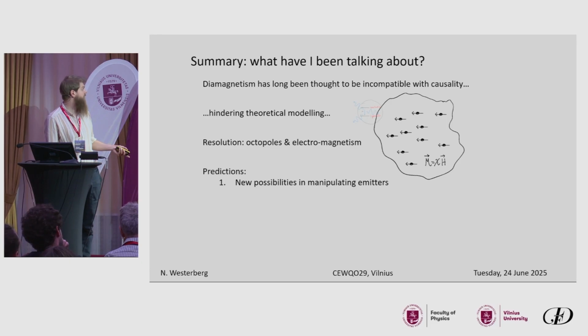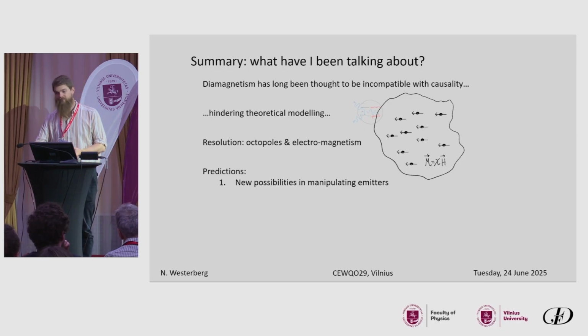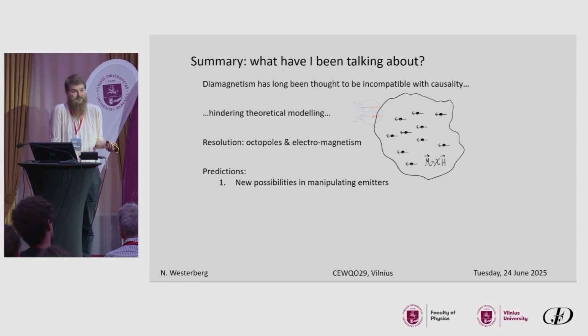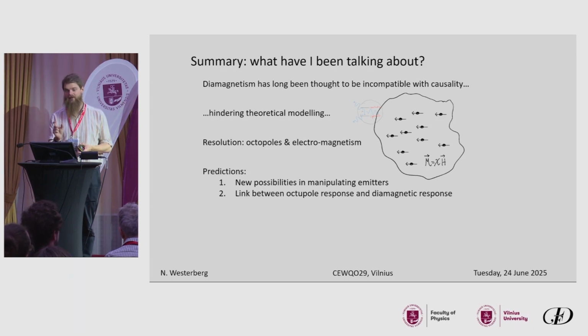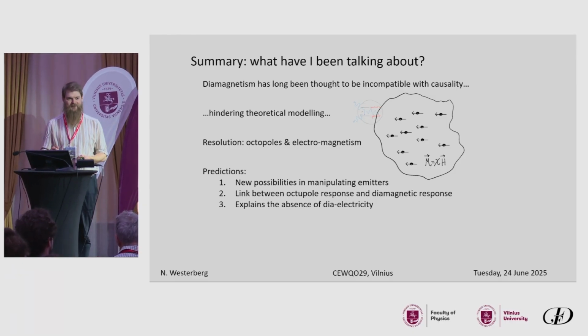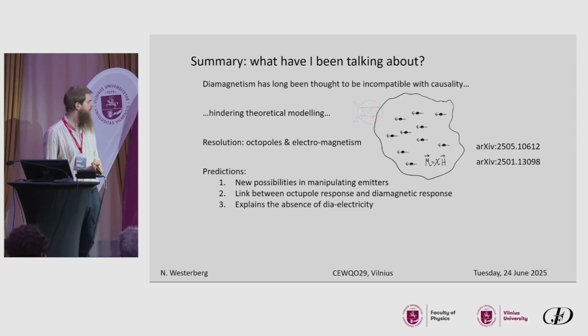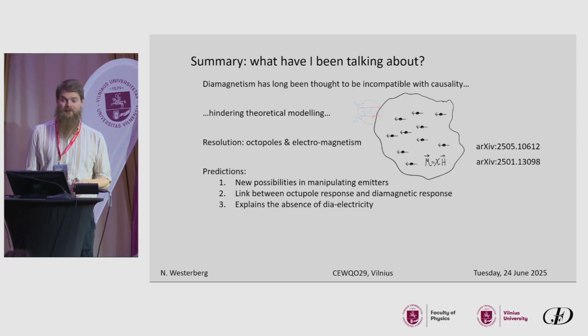There are some predictions coming out of this that I really don't have time to go into. First of all, we have new ways of manipulating these emitters and placing them close to new types of materials. All good fun, and I'm looking forward to seeing how these things behave. Now, because of some rules in how you make sure that you're theoretically consistent, there is a link between the octopole response and the diamagnetic response, so these are algebraically linked to one another. I'll also throw in that it explains the absence of dielectricity, the electric analog of it. Have a look at the arXiv papers if you're interested.